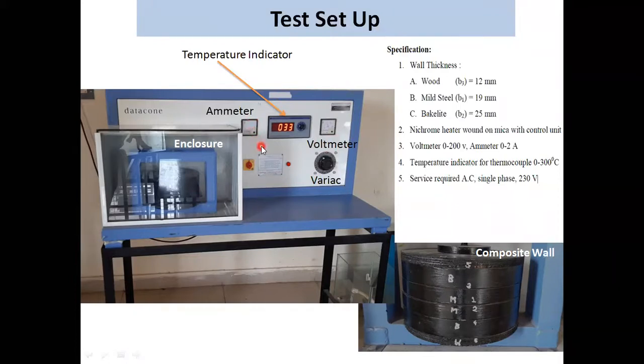All the temperatures which are recorded can be indicated by these temperature indicators. So by rotating this knob from 1 to 8, we can note down the temperatures T1, T2, T3, T4 and so forth. Okay, and this is an on off switch for the heater.